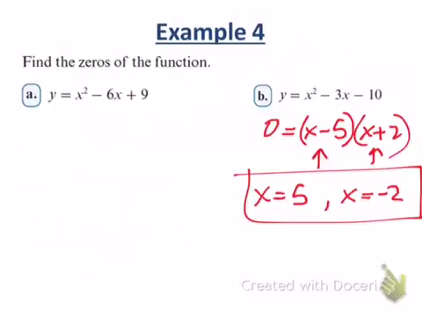Now, how can I use the x-intercepts? They're the zeros, right? So I could use the x-intercepts to graph. So I could find the vertex of that thing real quickly. I could see that the y-intercept is negative 10. With the two x-intercepts, I've got 4 points. That's plenty enough to determine the shape of the graph.